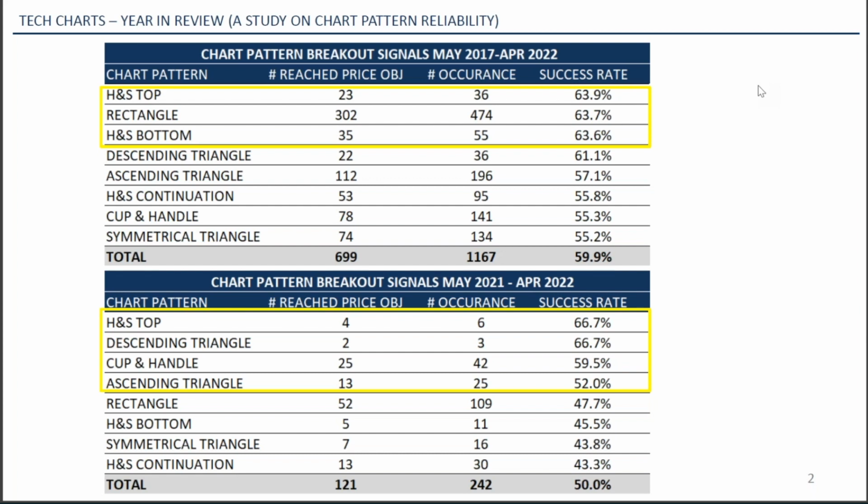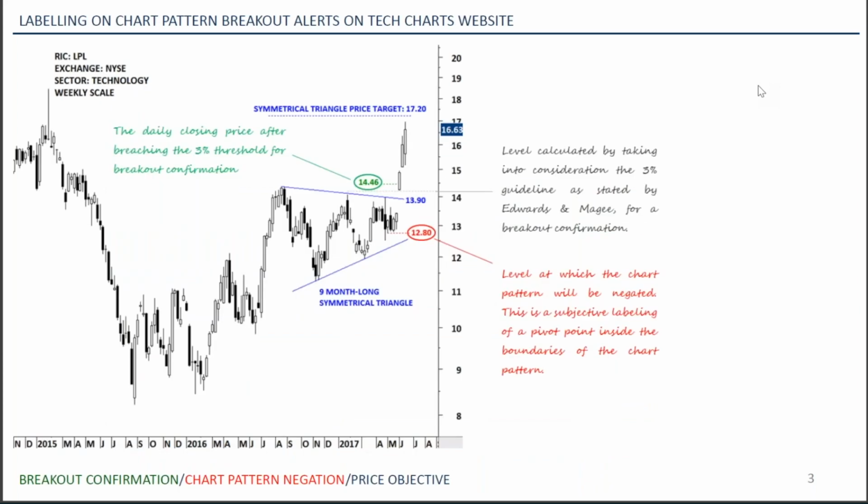So basically, for our new members, to give you an idea about what this is all about, we have 2 levels on price charts, and here you can see it. The chart pattern negation level is a minor low inside the pattern, and then we have the price target calculated from the chart pattern itself, taking the depth of it and adding it to the breakout level, we get a chart pattern price target. We have a breakout confirmation level calculated using the guideline of Edwards and McKegg, which is a 3% breakout confirmation above the resistance level. This has to come on a daily close.